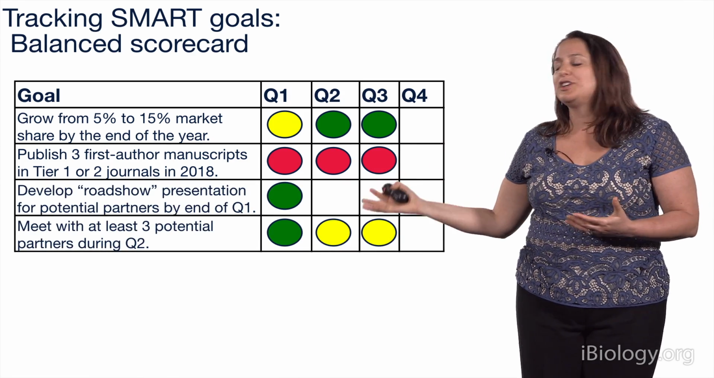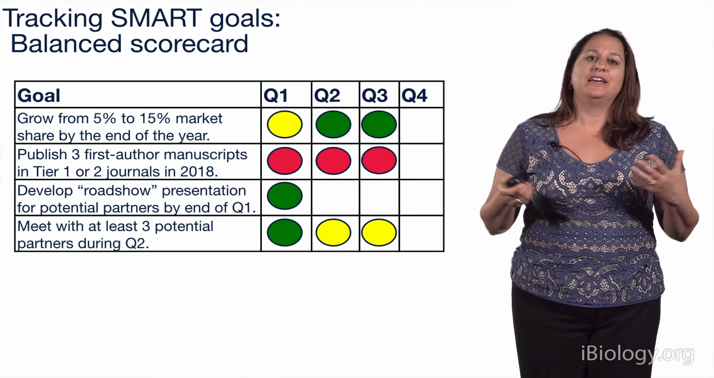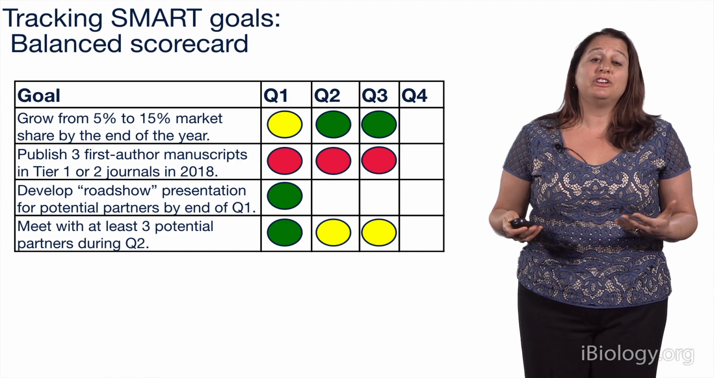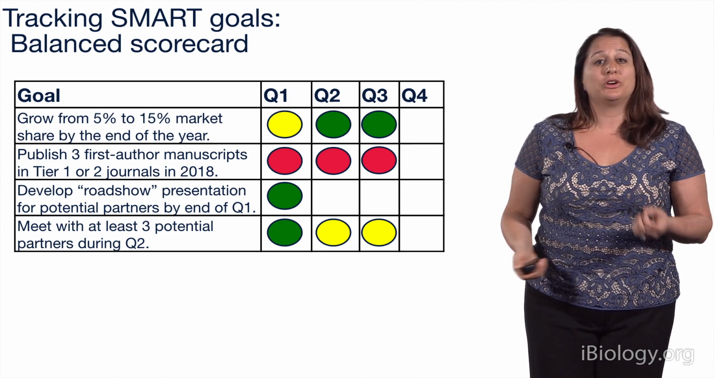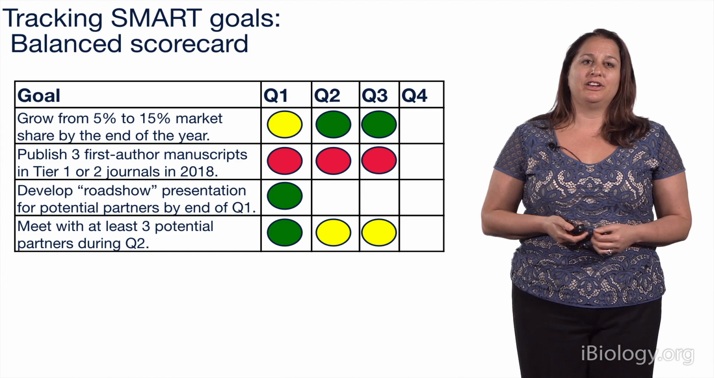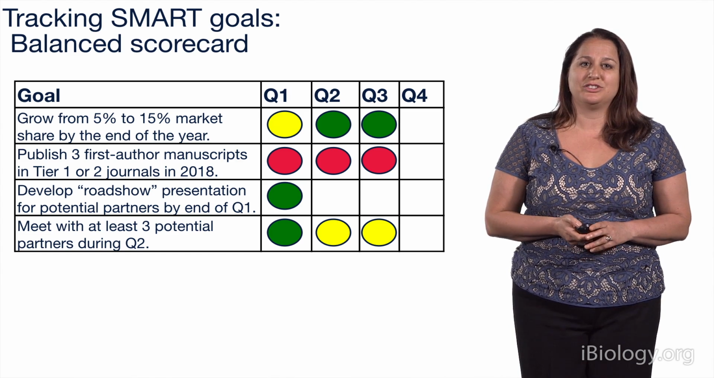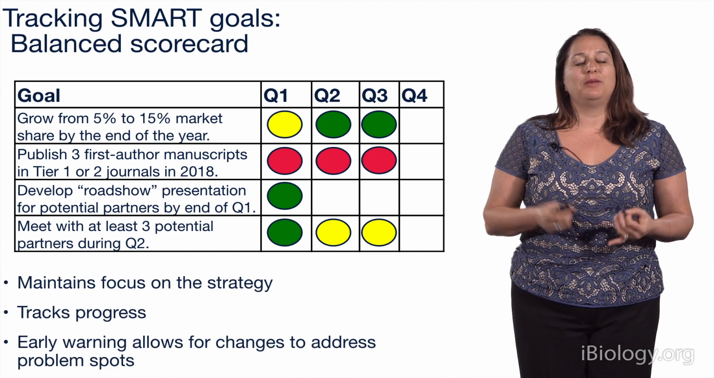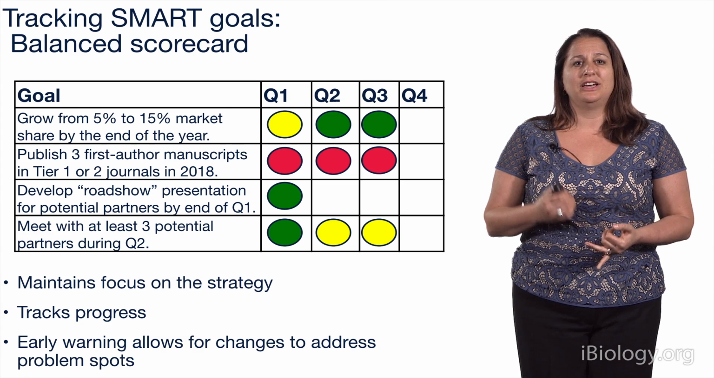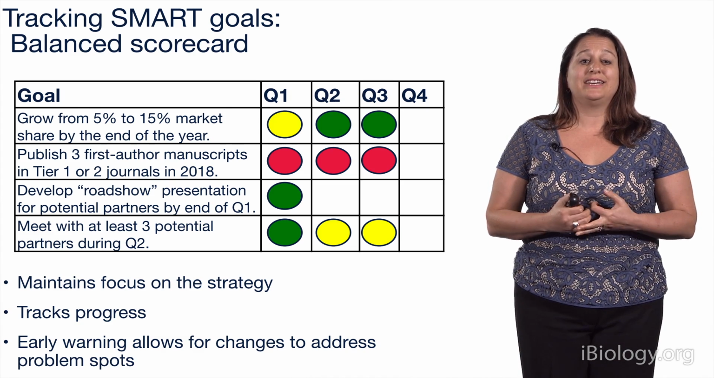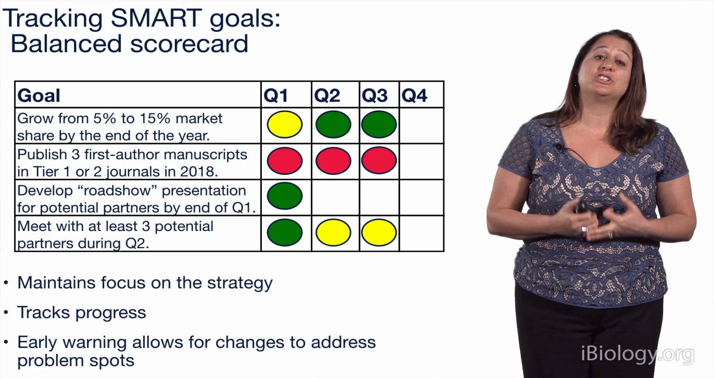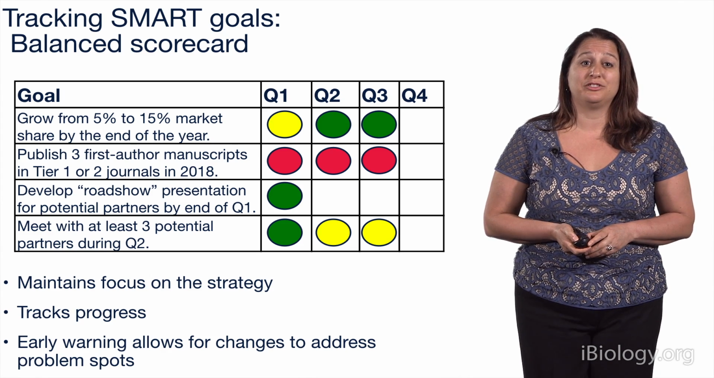And as you can see, then you step through all the goals and fill it in. And as a leadership group, or even as an individual, you can look at this and see what are the trouble areas, what are the safe areas, where do I really need to be paying the most attention? The balanced scorecard helps you maintain focus on your strategy, it helps you track the progress, and it gives you early warning in case you need to make changes to address problem spots.